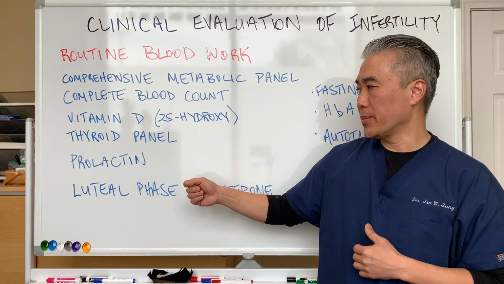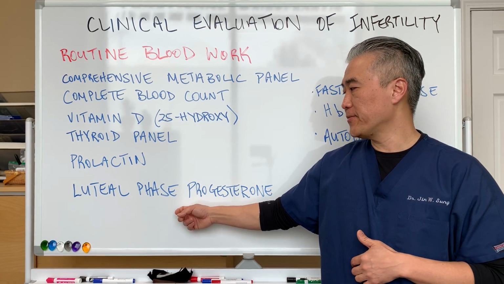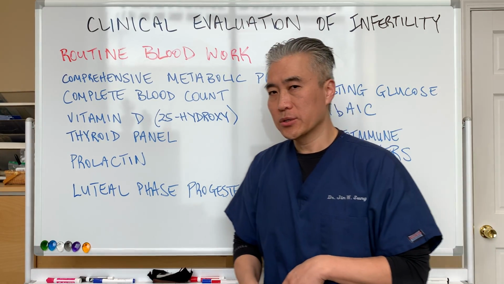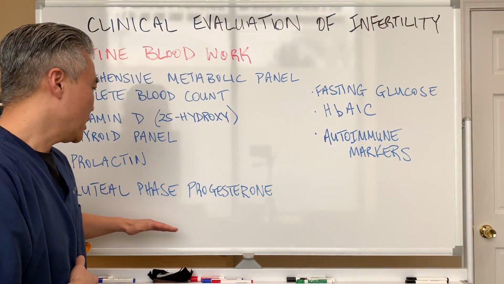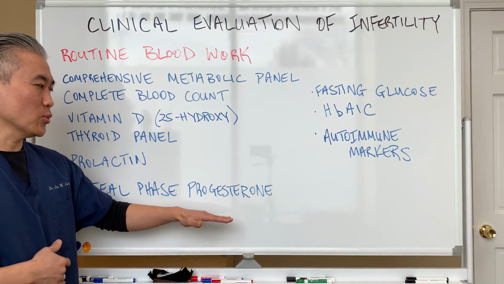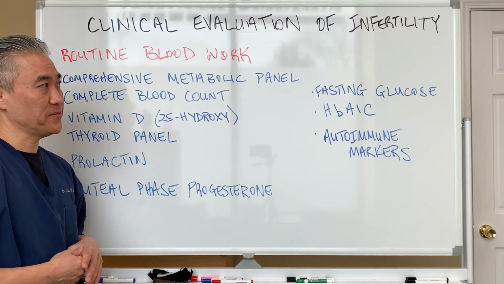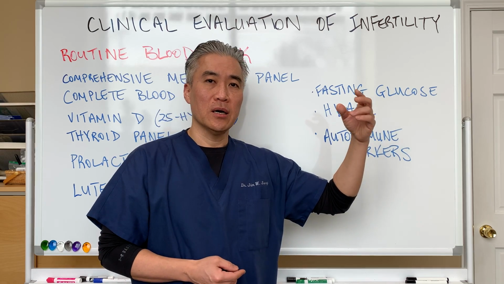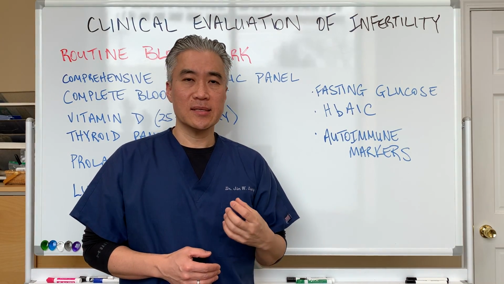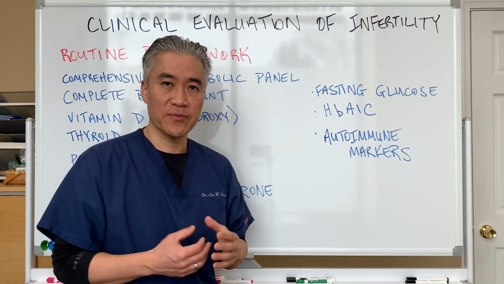Also, we'll look at a couple of different hormones like prolactin and then what we call luteal phase progesterone. So when we look at the female hormone cycle, we want to look at it in certain phases. So we want to make sure we have proper progesterone levels during certain phases. Another one is fasting glucose. Insulin resistance, diabetes, or hypoglycemia can create issues with fertility.